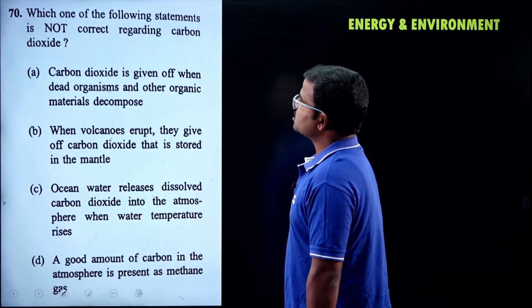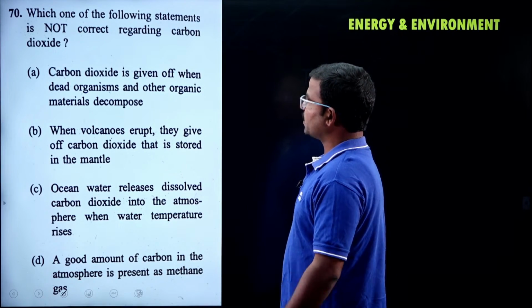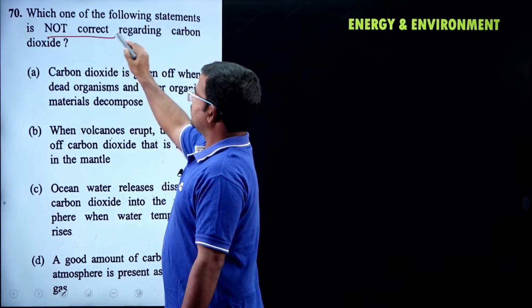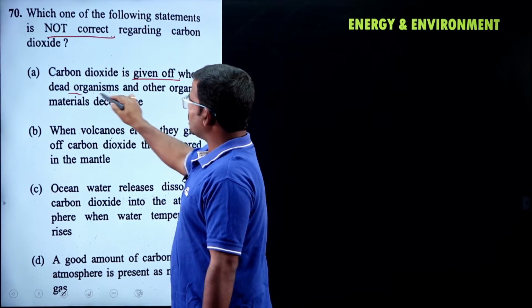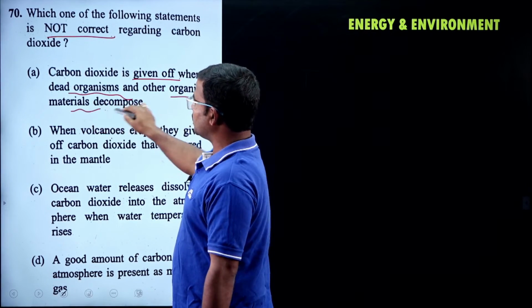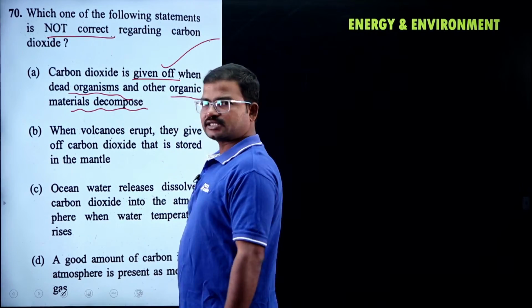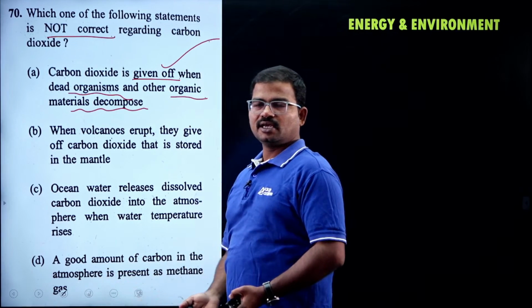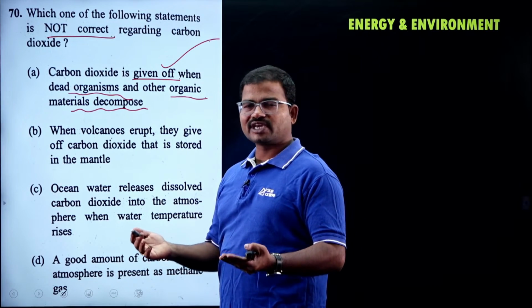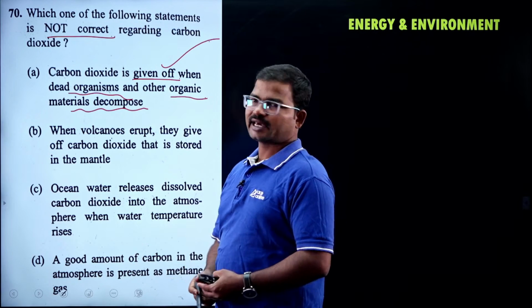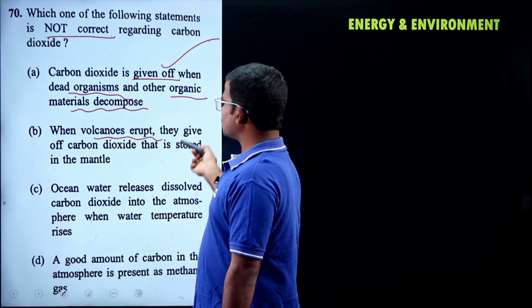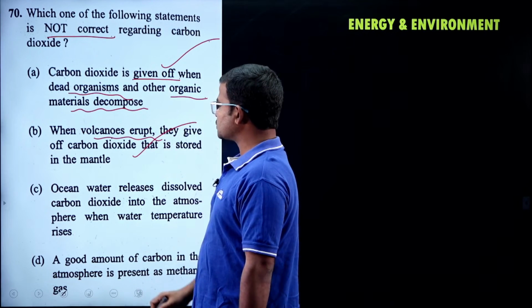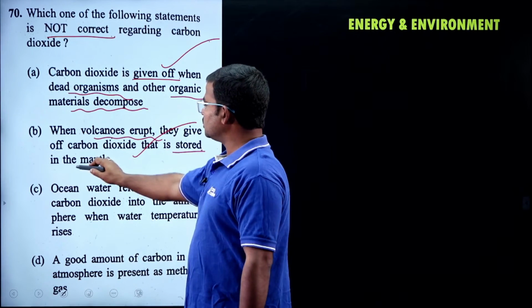Which one of the following statements is not correct regarding carbon dioxide? The first statement: carbon dioxide is given off when dead organisms and organic material decompose. Yes, mostly from the process of decomposition we can get carbon dioxide derivatives, so this statement is correct. Next, from volcanic eruptions we also get carbon dioxide. This is also correct. Next, it is stored in the mantle.